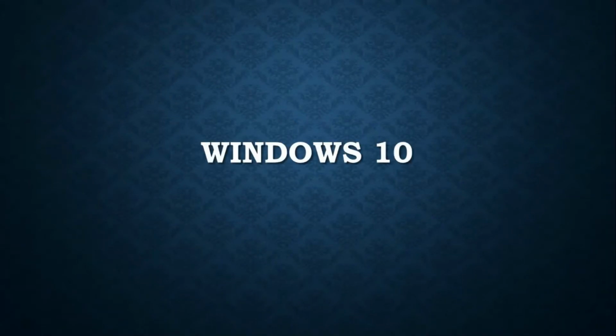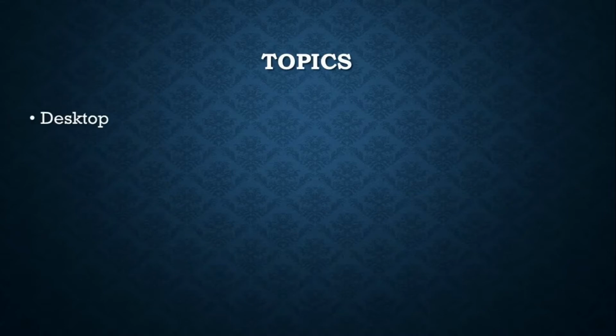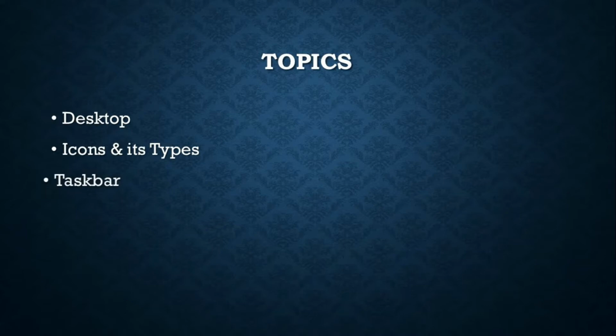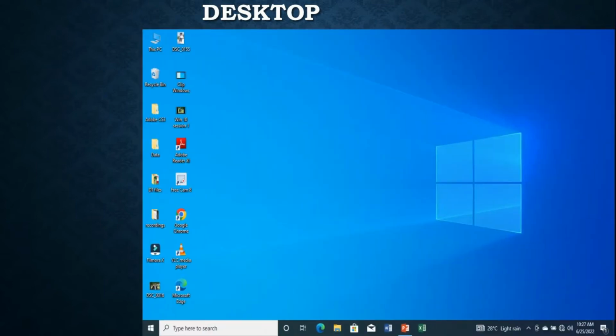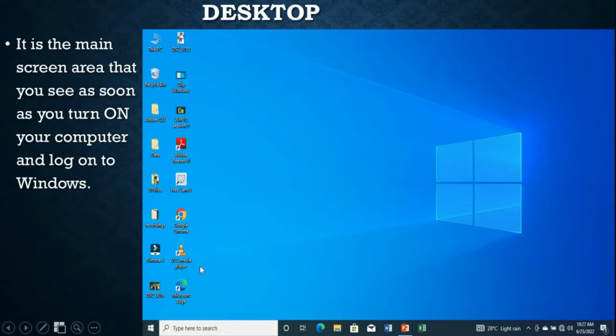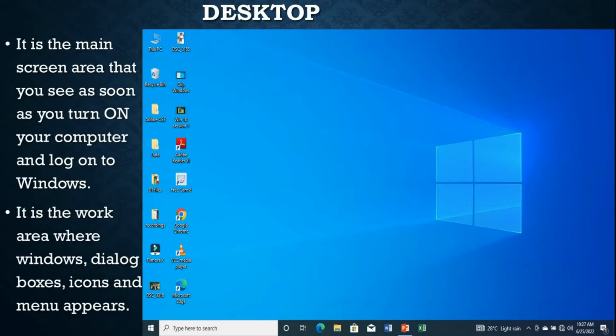Windows 10 Session 2. The topics discussed in this session are desktop, icons and its types, and the taskbar. So let's see what is desktop. This is a desktop, and this is the screen you see as soon as you turn on your computer and log on to Windows. It is a work area where windows, dialog boxes, icons and menus appear.